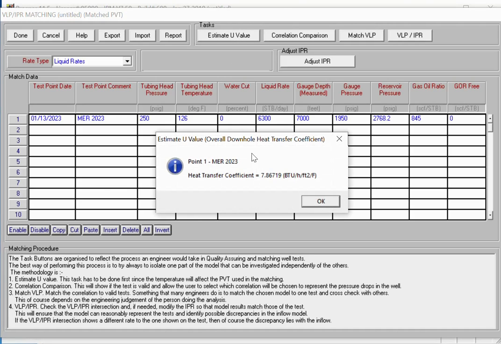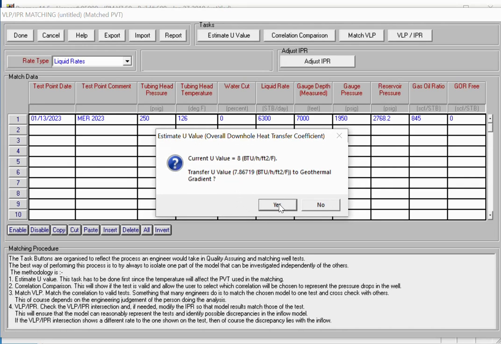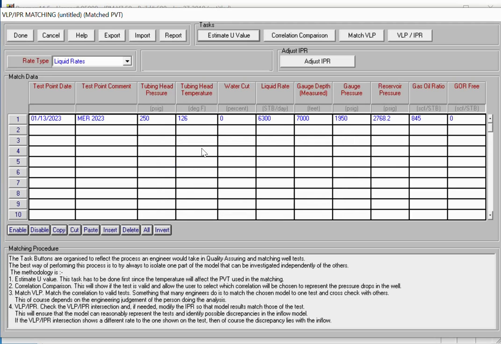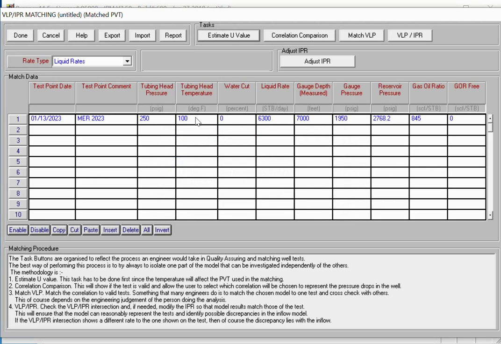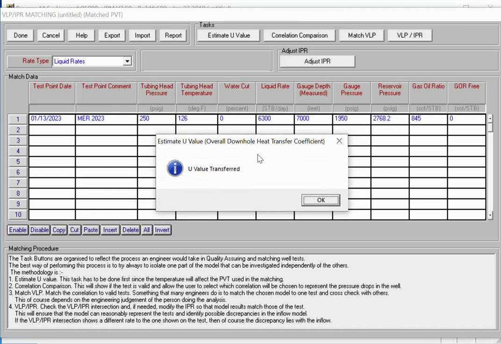First we look at this, and it's saying our heat transfer coefficient is actually 7.8, not the 8 we're using. So it's asking if it should transfer. Of course, do. Now let me show you what the effect is. If I change this to a value like 100 and I estimate this, it's giving a higher value. So that's why I said you should be careful whatever value you use there. It should actually be something you measure from the field, from a gauge, a meter, a transmitter, whatever. Okay, so I'm gonna estimate that again and accept that.